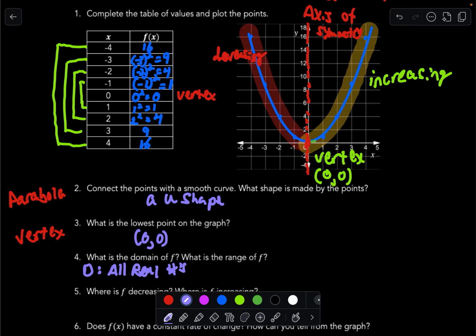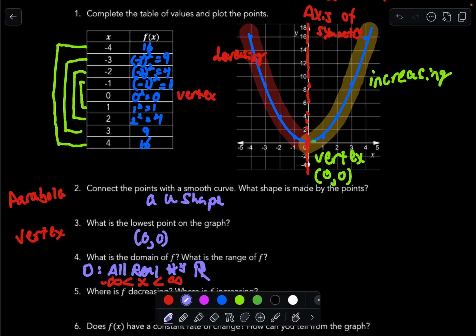Which in math language we can write as negative infinity < x < positive infinity in a compound inequality. But it's just as easy to write all real numbers. You could also use that funky R like that. It also means all reals. And then what is the range?